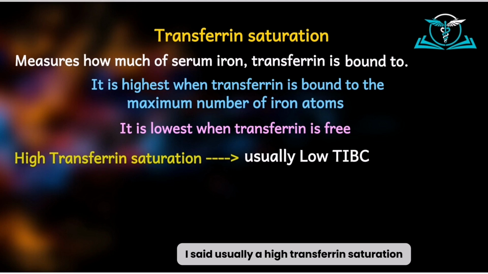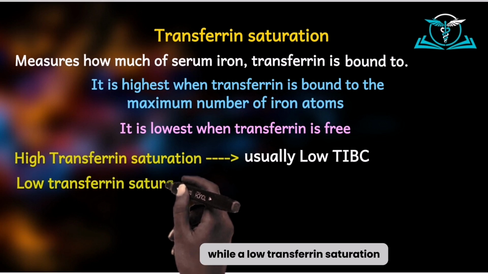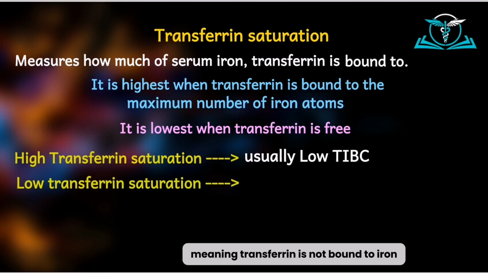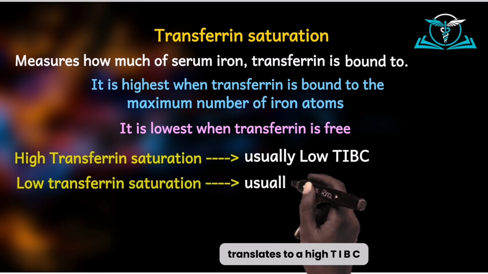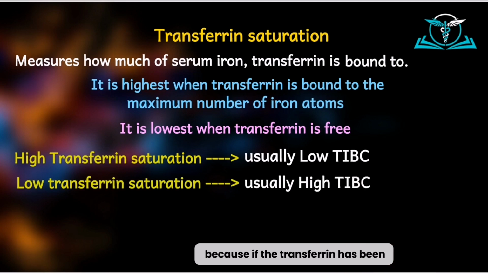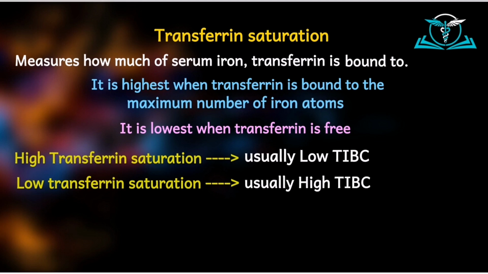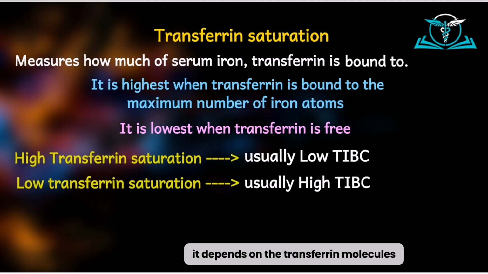I said usually a high transferrin saturation would mean a low total iron binding capacity, while a low transferrin saturation, meaning transferrin is not bound to iron, translates to a high TIBC, because if the transferrin has not been saturated, it means that transferrin molecule has a very high capacity to bind to iron. So usually they share an inverse relationship, although not all the time. It depends on the transferrin molecules available in circulation at that time.